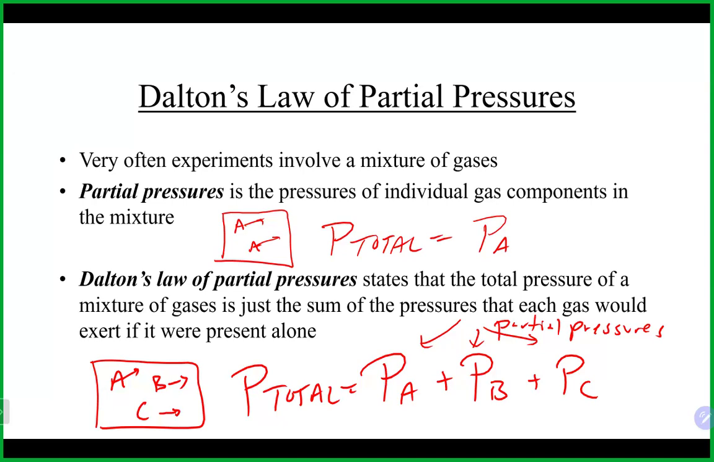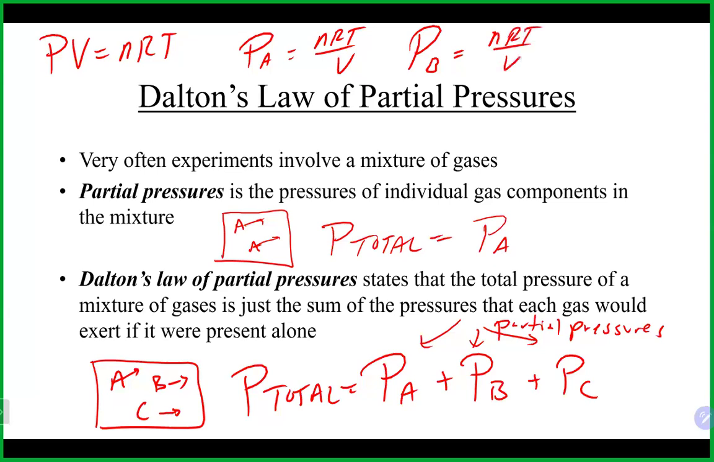So what is a way that we could calculate the partial pressure of a gas in a mixture? Pretty straightforward. Most of the time, it is our friend the ideal gas law that we're going to use. And we would solve for pressure, say of gas A. We would do the same calculation with the pressure for gas B, and so forth, gas C, or however many we have.